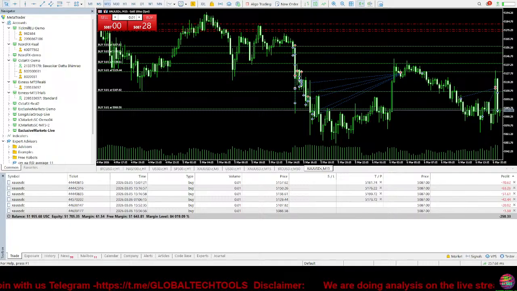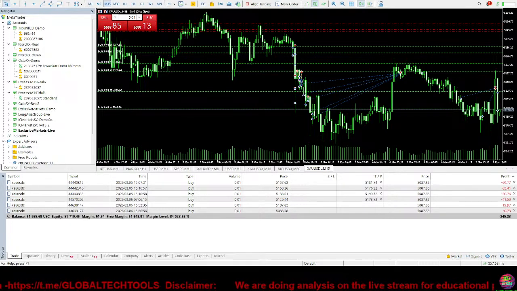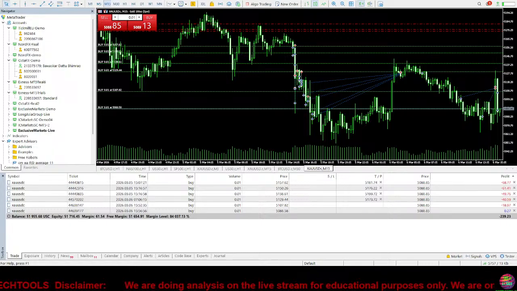Same thing from here when we are headed to the downside. Every single one of these points is going to be market structure. Not this zone right here in between. This is not market structure. This is not market structure.